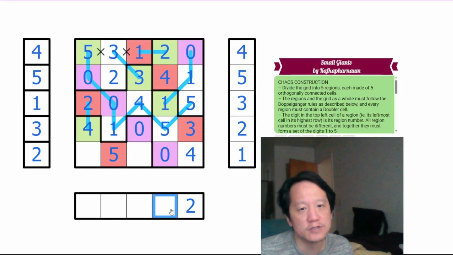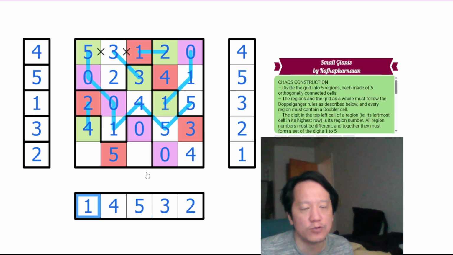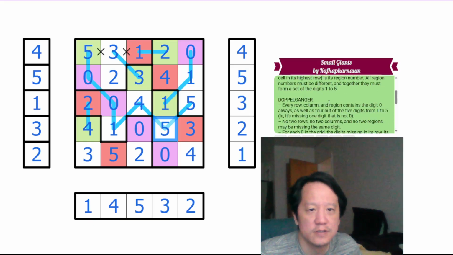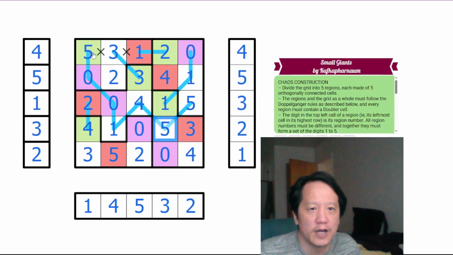So this is missing a 3. This is missing a 4. We must be missing 1 and 5. So we're missing 5 here and 1 here, which means this must be 2, and this has to be a 3. Does that work? So we have the leftmost cell of the topmost row. That's correct. That's correct. That's correct. That's correct. That's correct. They must be the set 1 through 5, which they are.